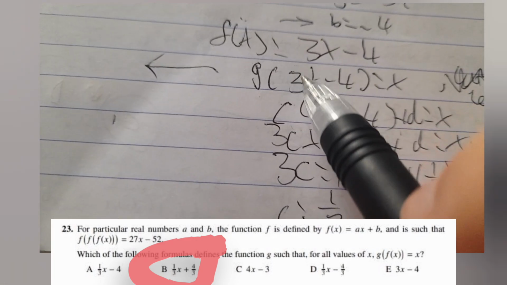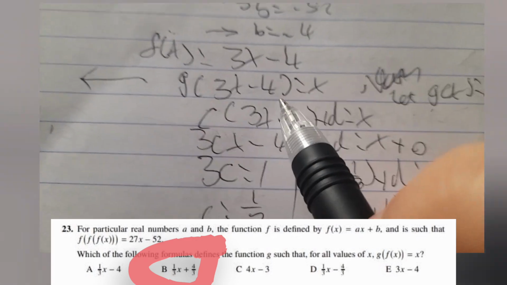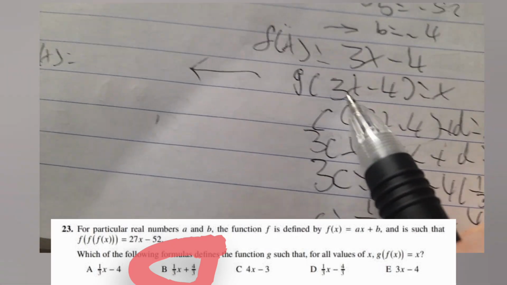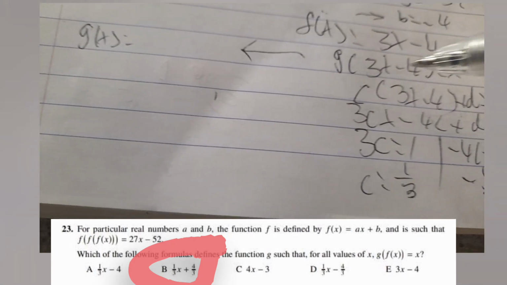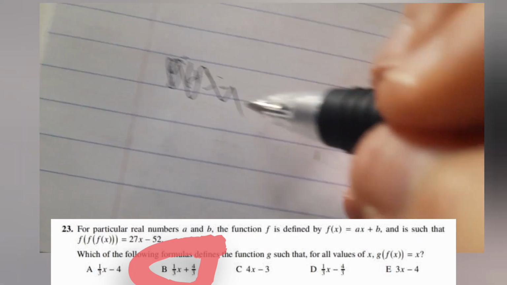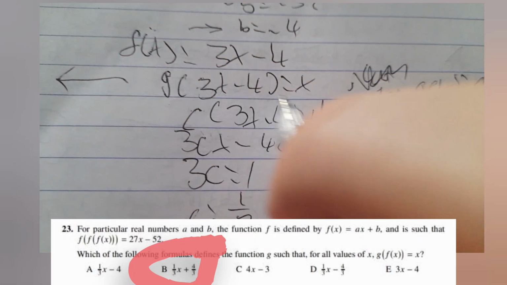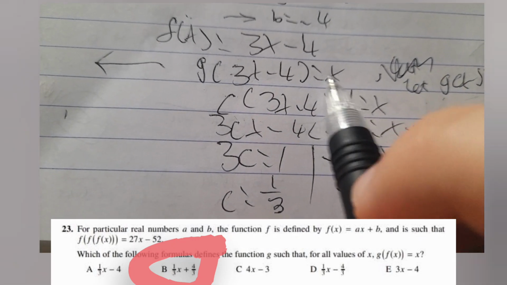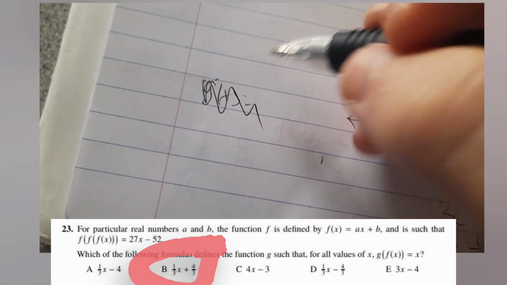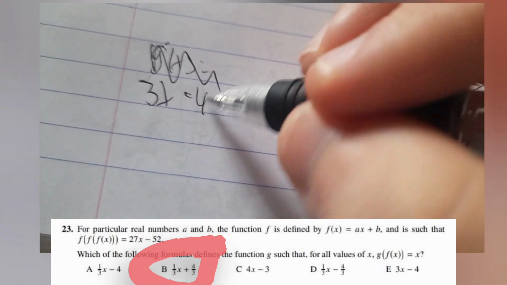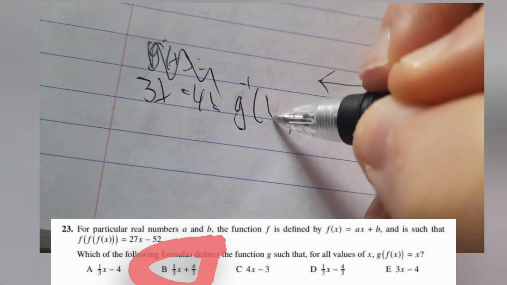Now here's the second way of doing it. From this point, we did my way, which was to let g of x equal cx plus d. However, you can do the inverse function. Firstly, we need to take the inverse. Remember this bit here. If we take the inverse, it'll just be 3x minus 4 equals g to the minus 1 of x. So I'll write that here: 3x minus 4 equals g to the minus 1 of x.